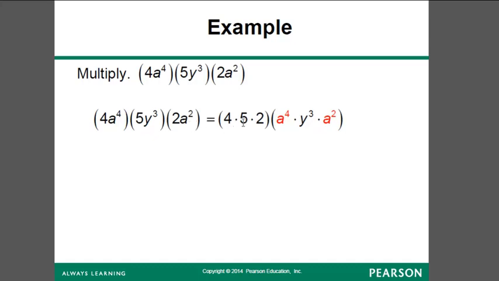Now then, 4 times 5 is 20, times 2 will give me 40. A to the 4th times a squared, 4 plus 2 gives me 6. My y to the 3rd just tags along because it has nothing to combine with.